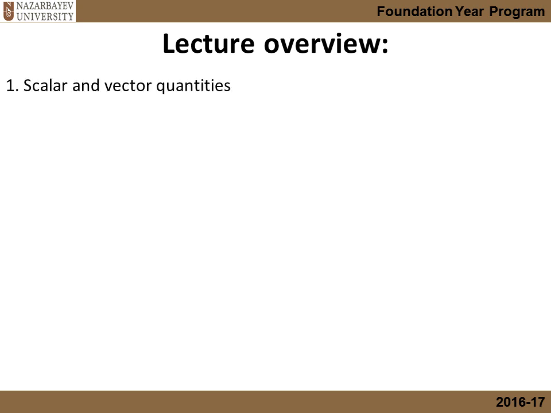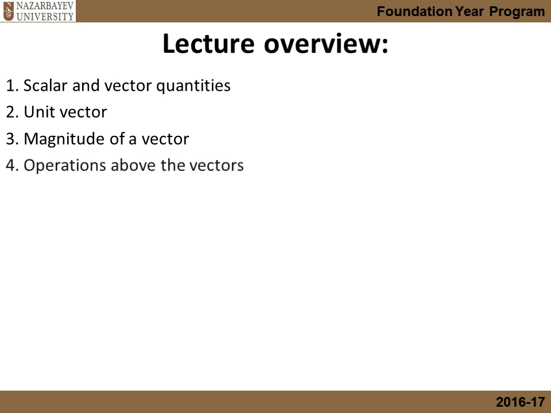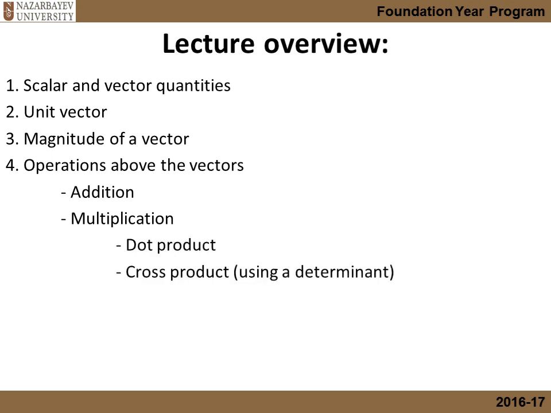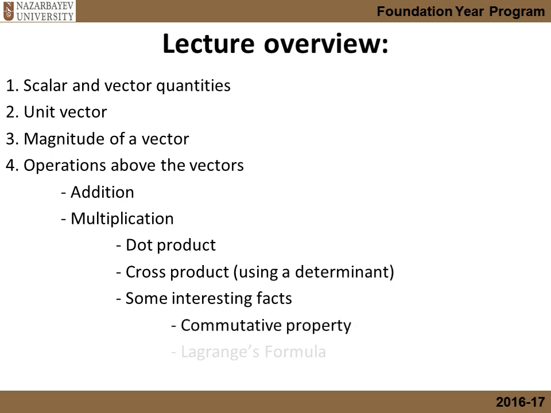In this lecture, we will talk about scalar and vector quantities. Then we will study a unit vector, magnitude of a vector, and then we will study the operations above the vectors, which are addition and multiplication. And multiplication can be implemented in the form of dot product and cross product. When we study the cross product, we will study how to calculate a determinant. And then we will look at some interesting facts about dot and cross product, which are the commutative property and Lagrange's formula.